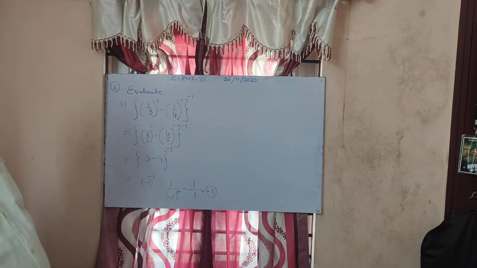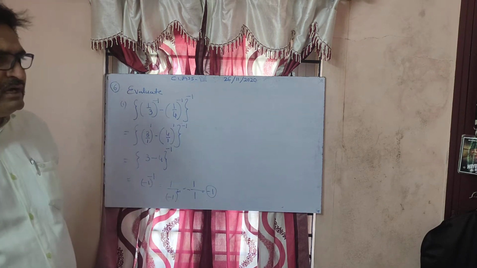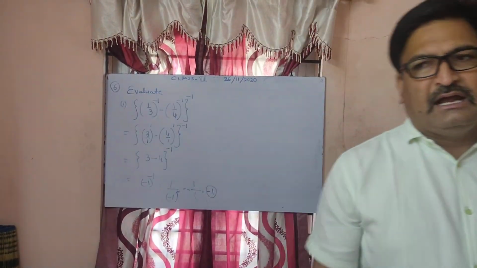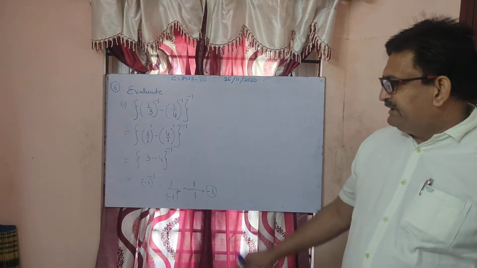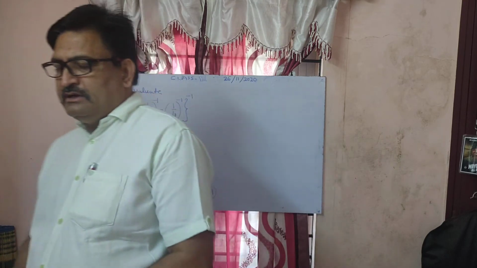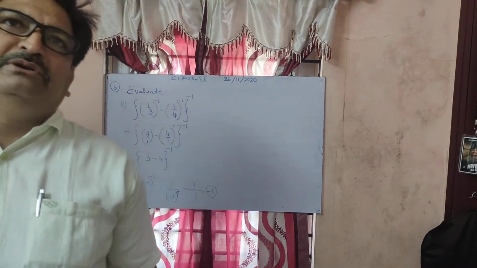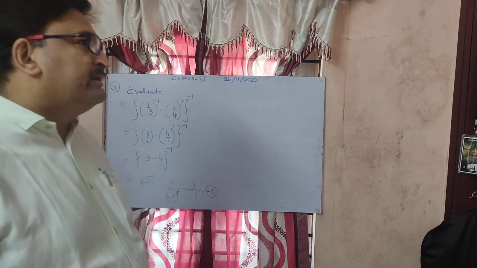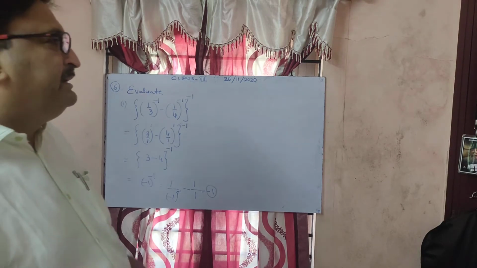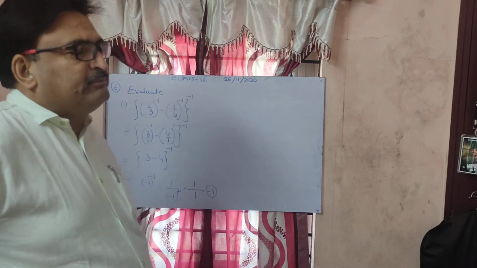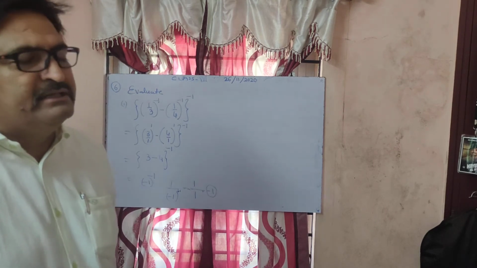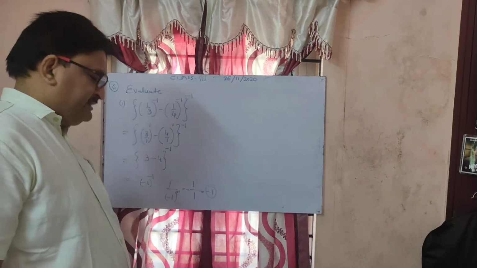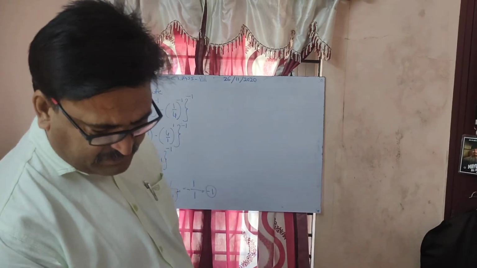Otherwise, I told you one thing. If the power is an odd number, and the base is negative, the result will always be negative only. And if the power is an even number, and the base is again negative, the result will be positive only. That we have to keep in mind. So the answer will be minus 1. So the next example.